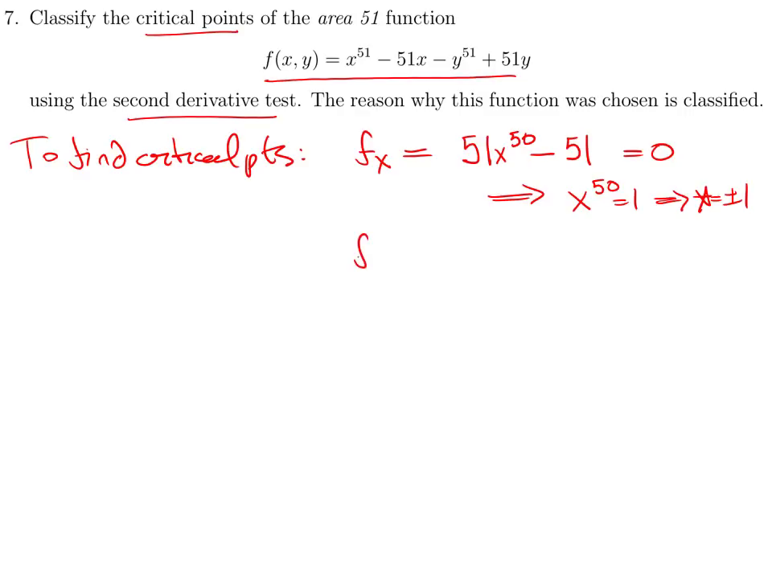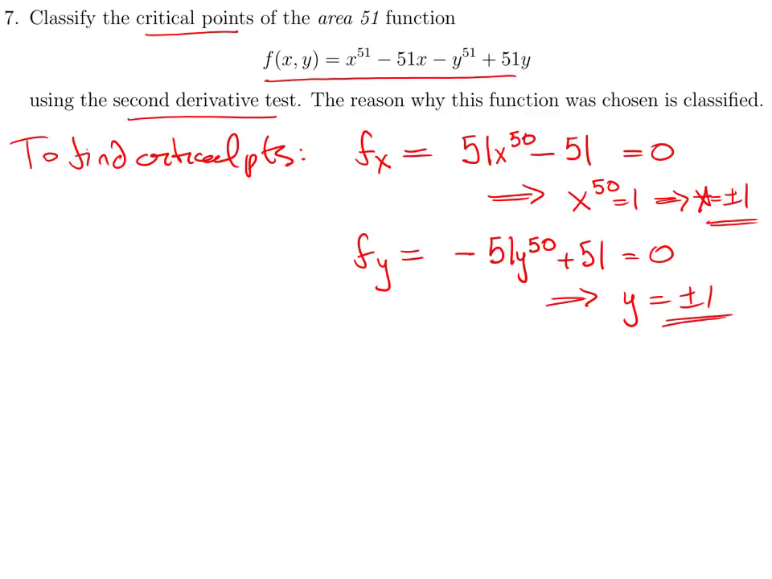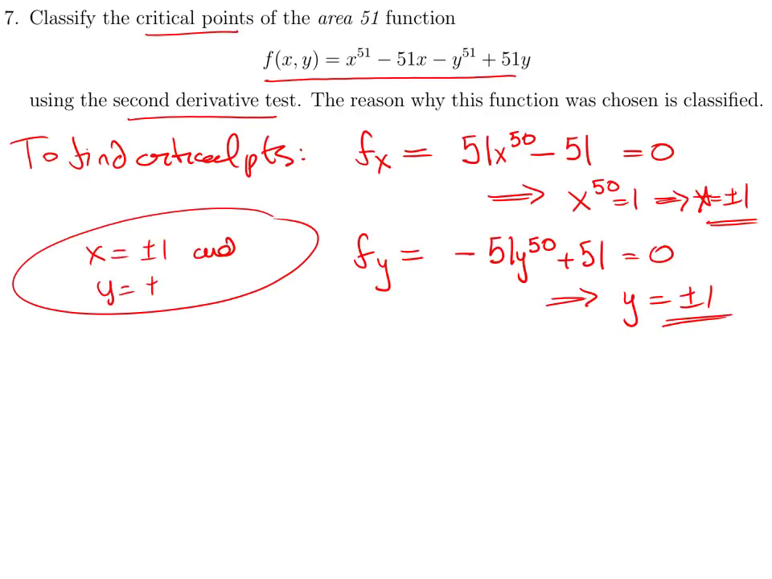And so that narrows down the search. It means that the critical points are contained in these 2 lines, x equals 1 and x equals minus 1. And now we do the same for y. For y, we get the partial is minus 51 y to the 50 plus 51 equals 0, which again has a solution y equals plus or minus 1. So to be a critical point, both of these things need to happen. So the critical points are x equals plus or minus 1 and y equals plus or minus 1. So there are 4 critical points.